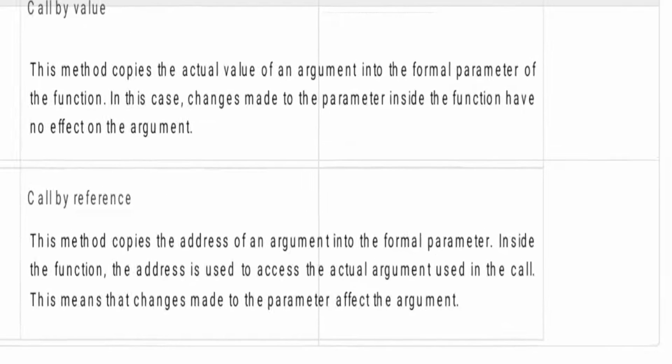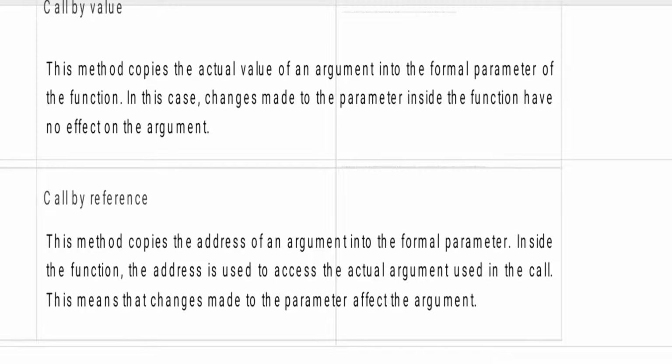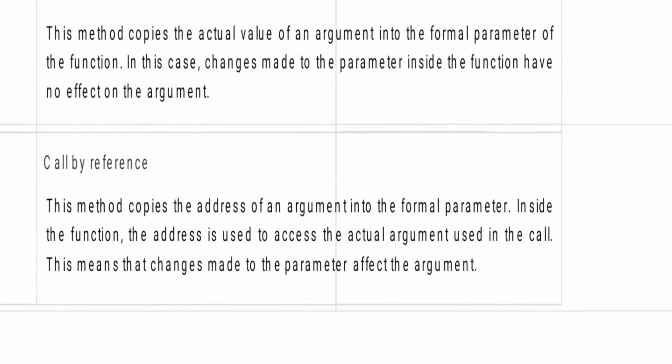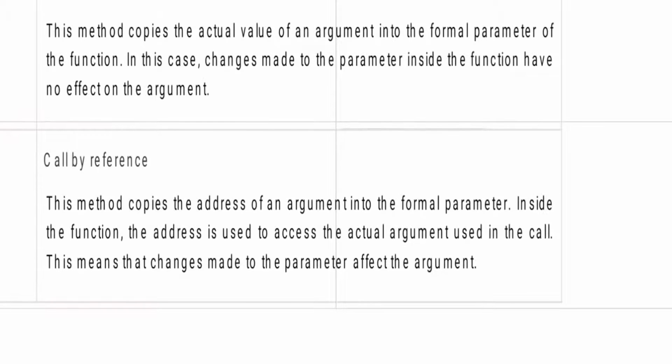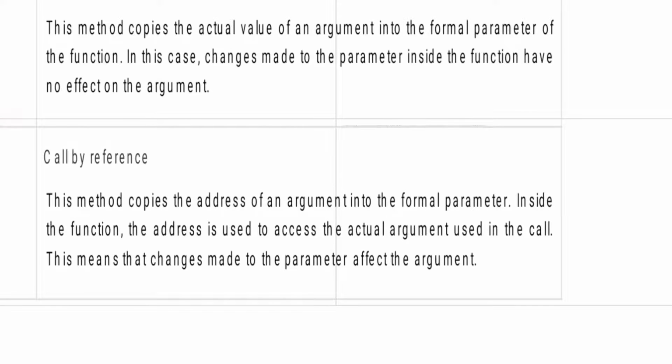What do you mean by call by reference? This method copies the address. Here you are going to copy the address of the argument into the formal parameter, so in one case it is a value and in the other it is an address. Inside the function, the address is used to access the actual parameter used in the call. This means that changes made to the parameter affect the argument.